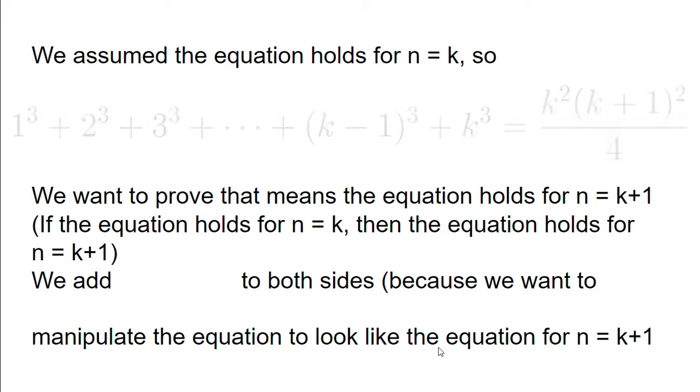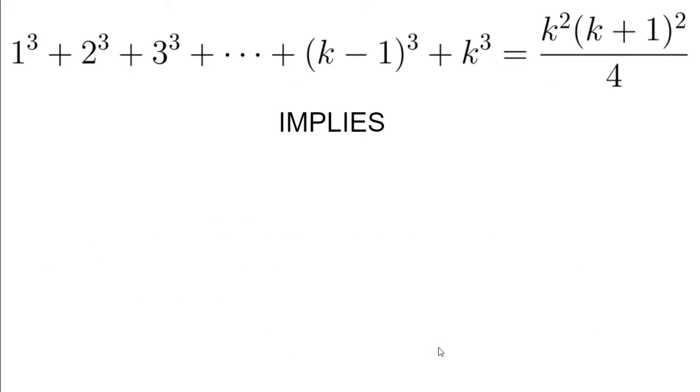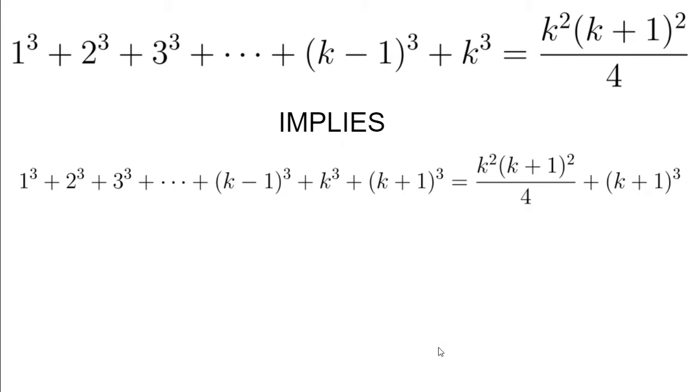So we assumed in the induction step that the equation holds for n is equal to k, so this equation is true, and we want to prove that that means the equation holds for n is equal to k plus 1, so we will add k plus 1 cubed to both sides, because we want to manipulate the equation to look like the equation for n is equal to k plus 1. So, top equation implies the bottom equation. Doing some simplification and algebra, you get the result.